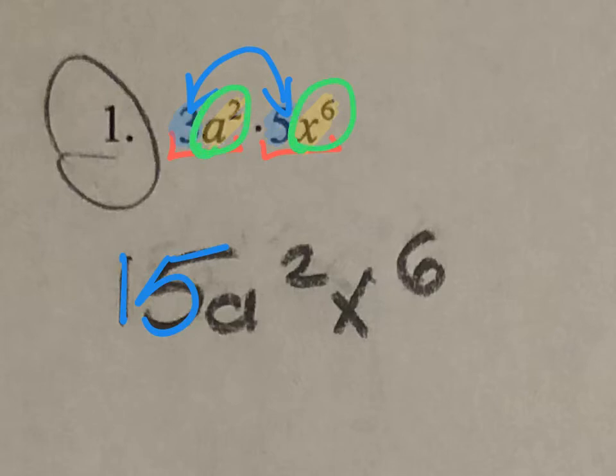Those are different. You cannot combine unlike bases. So because you cannot combine unlike bases, you're left with a squared x to the 6th.